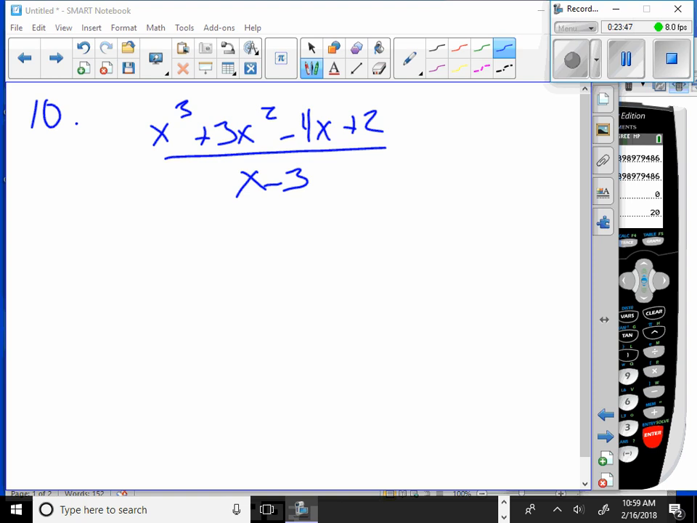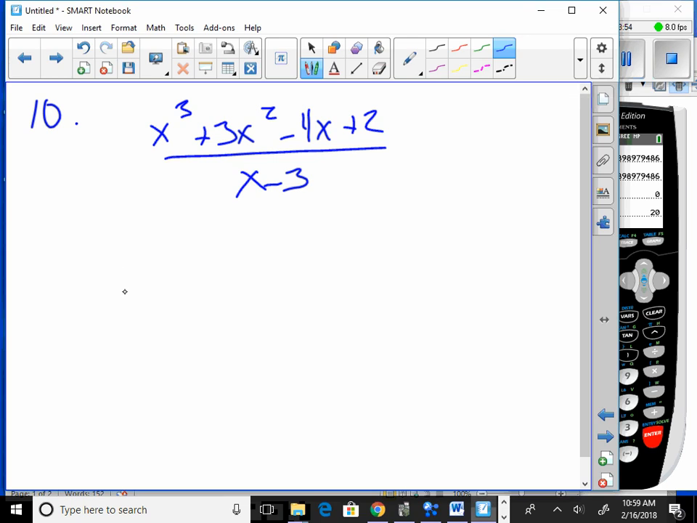Okay, so this one says use synthetic division to find the quotient. So when you do synthetic division, the top of the fraction is what you use to go inside your synthetic division bar. So you make sure all the powers are accounted for. So I have an x cubed, an x squared, an x to the first, and a constant. So I just use the coefficients, so the 1, the 3, the negative 4, and the 2. Now in this particular problem, do you guys know what number I'm going to put in front? X minus 3. But we only want to do a number. I don't want to put an x minus 3. It's just a single number.